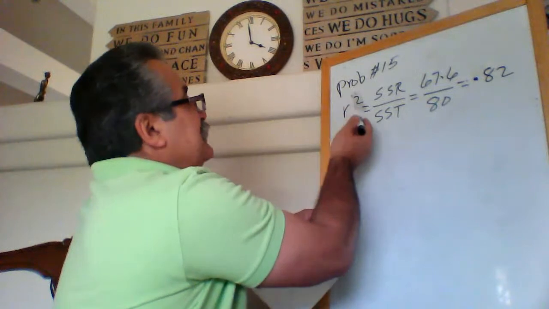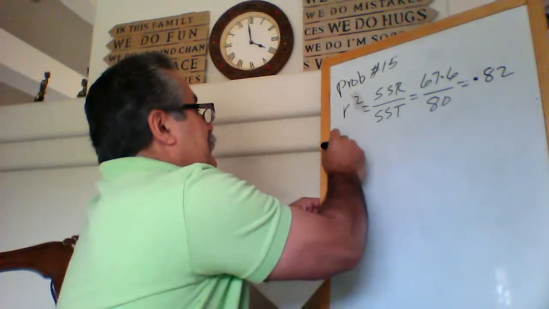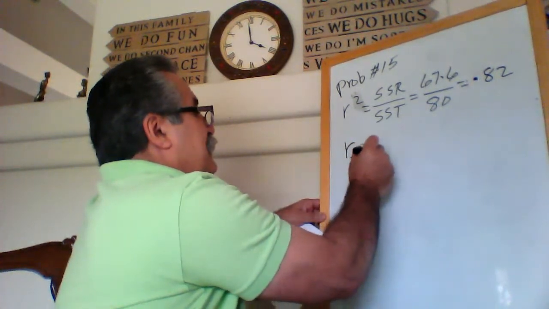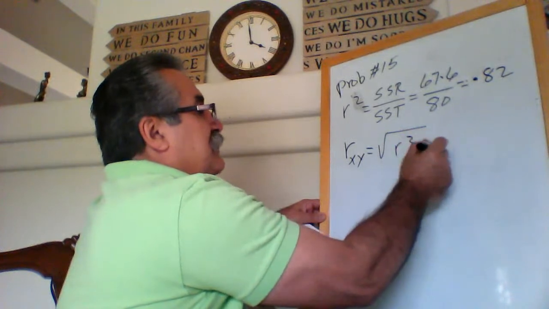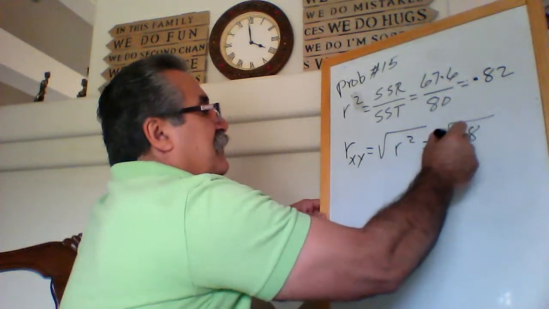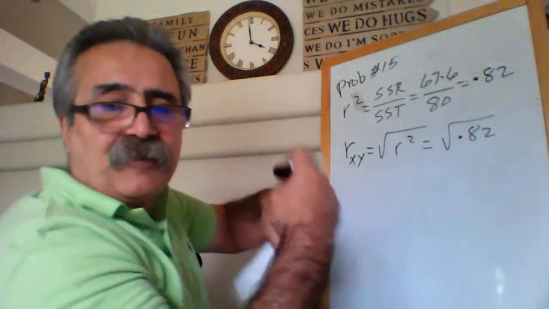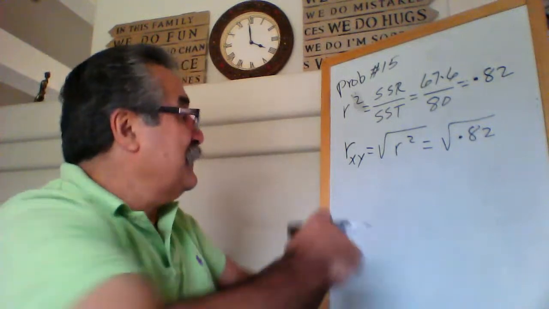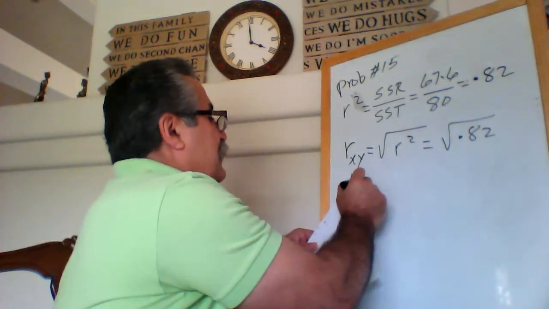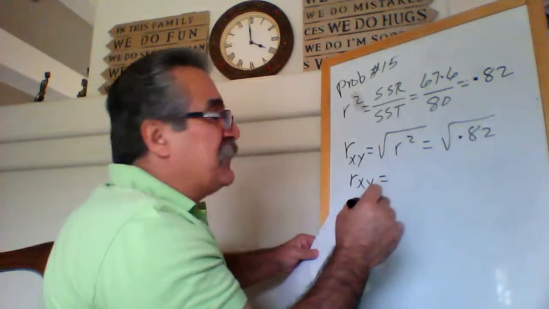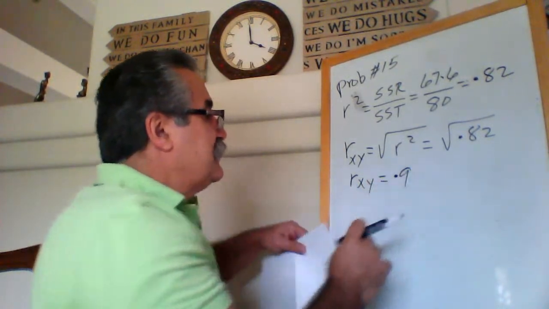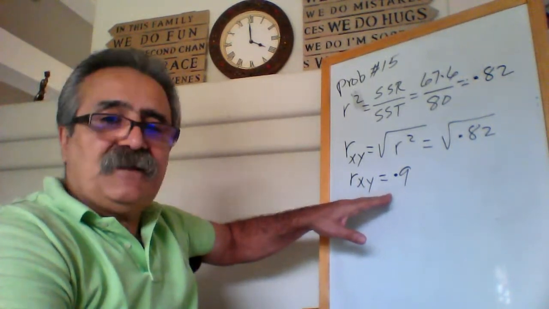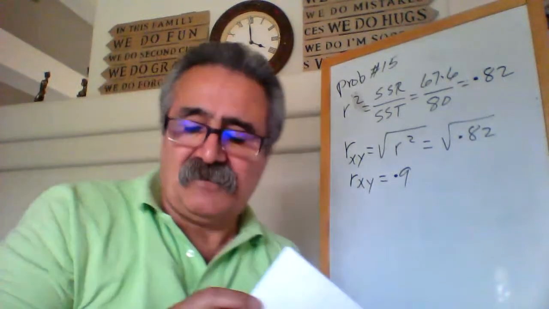And then this is the coefficient of determination. For the coefficient of correlation, it's the square root of r squared. So the square root of 0.82 or 0.83 or 0.85, whatever that is, that's going to be what, 0.9? So r sub xy approximately is going to be 0.9. So that tells you that this is a very strong positive relationship between the two variables.